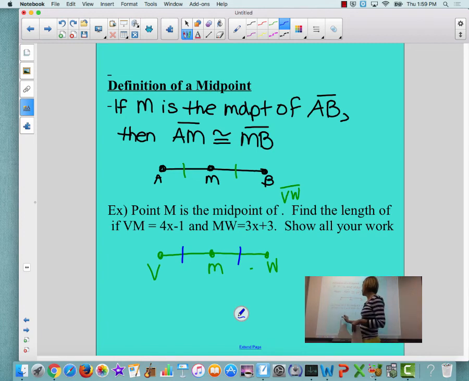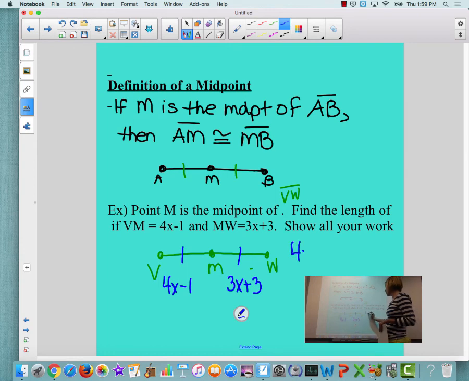VM is 4x minus 1 and MW is 3x plus 3. If they both have the congruent hash marks, that means they are equal. So in algebra, we can write an equation: 4x minus 1 equals 3x plus 3. Now we're going to use that algebra we like so much. We subtract 3x, we add 1, and we get x equals 4.